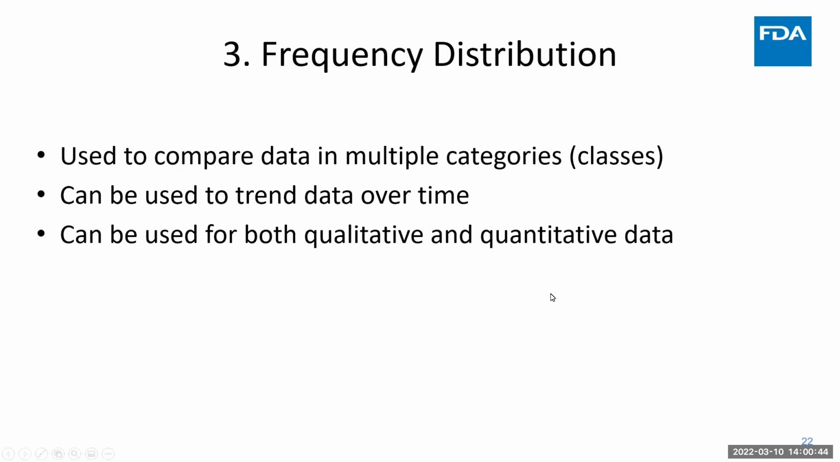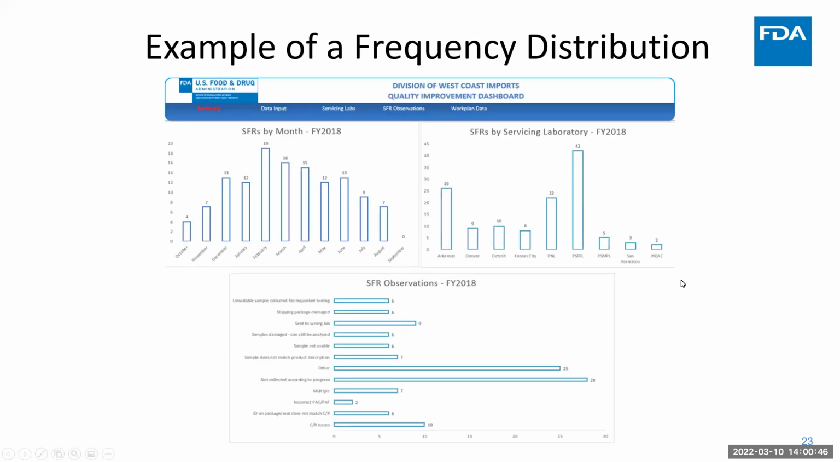The next slide is an example of a frequency distribution that I generated a few years ago covering sample feedback reports. Now, all of this is qualitative data. We were doing strict counts of the number of sample feedback reports in several different categories. We did it by month in the fiscal year, by servicing laboratory, and by the observations on the old sample feedback report. Those of you who have come here relatively recently, they've changed the form. So this may not look immediately familiar to you, but this is what was in use back in 2018.